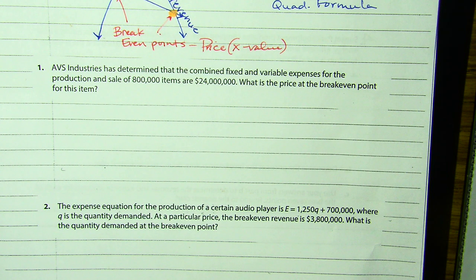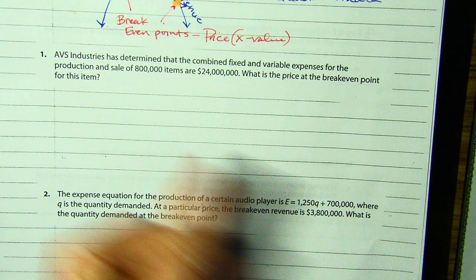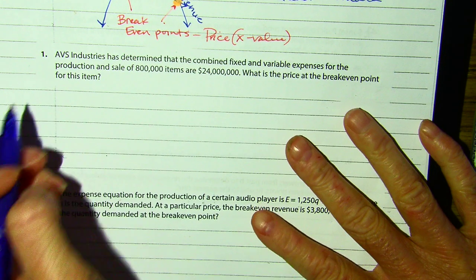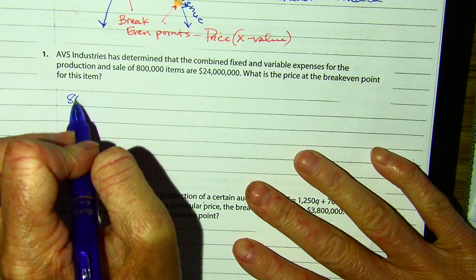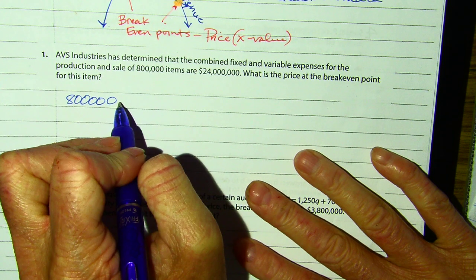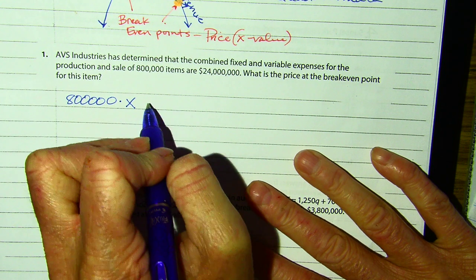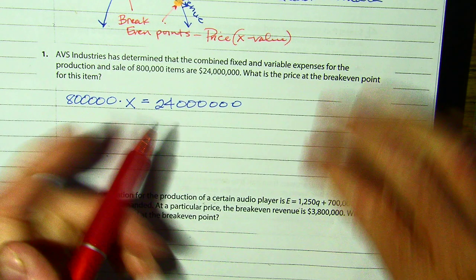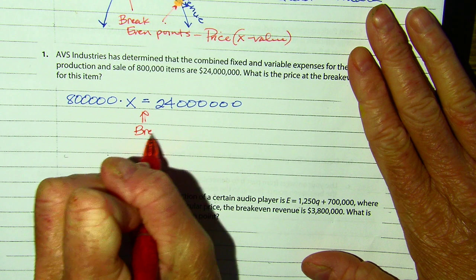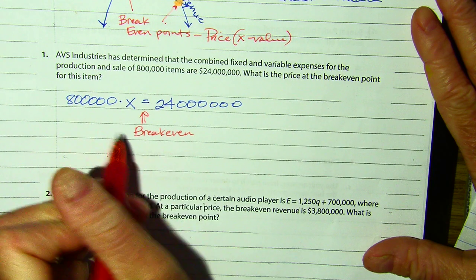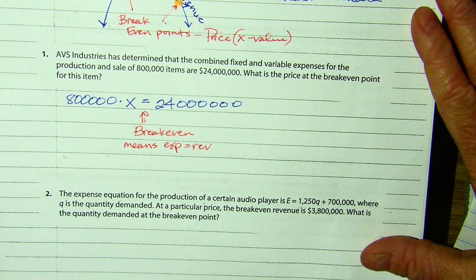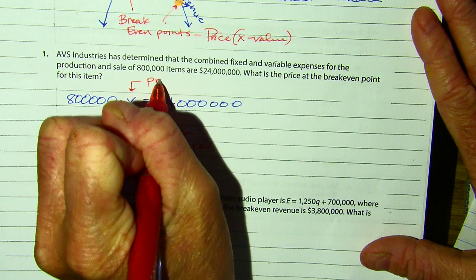ABS Industries has determined that the combined fixed and variable expenses for production and the sale of 800,000 items are $24 million. What is the price at the break-even point? All right, so it's saying that 800,000 items times X, and X is representing our price, equals 24 million, because break even means our expenses will equal our revenue.